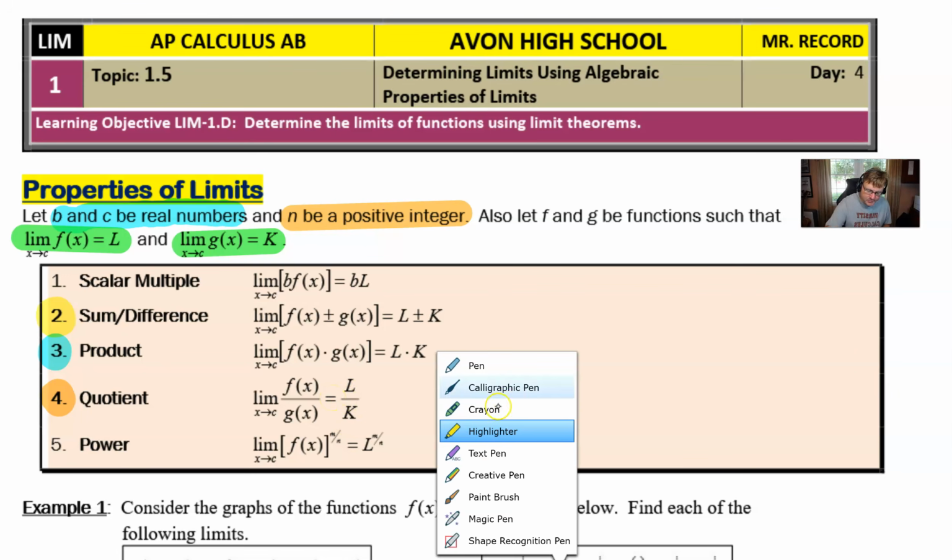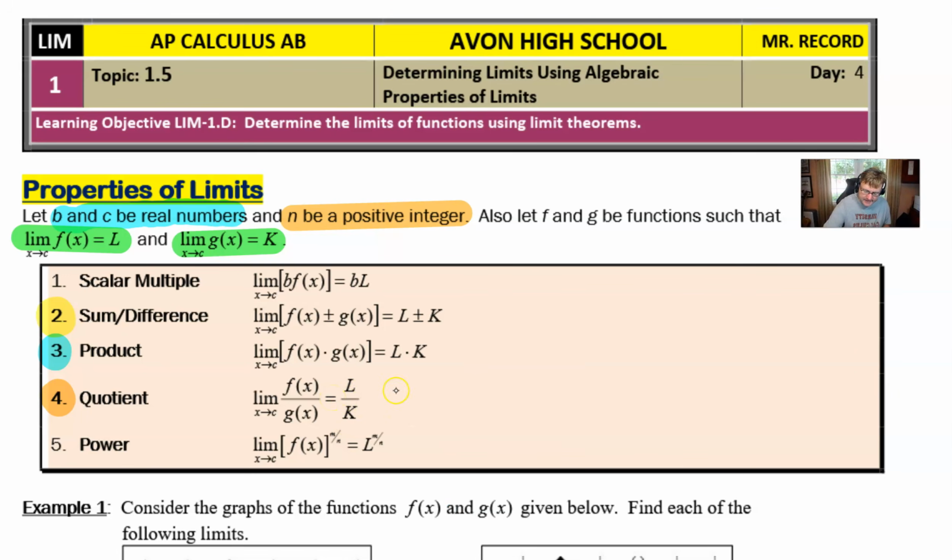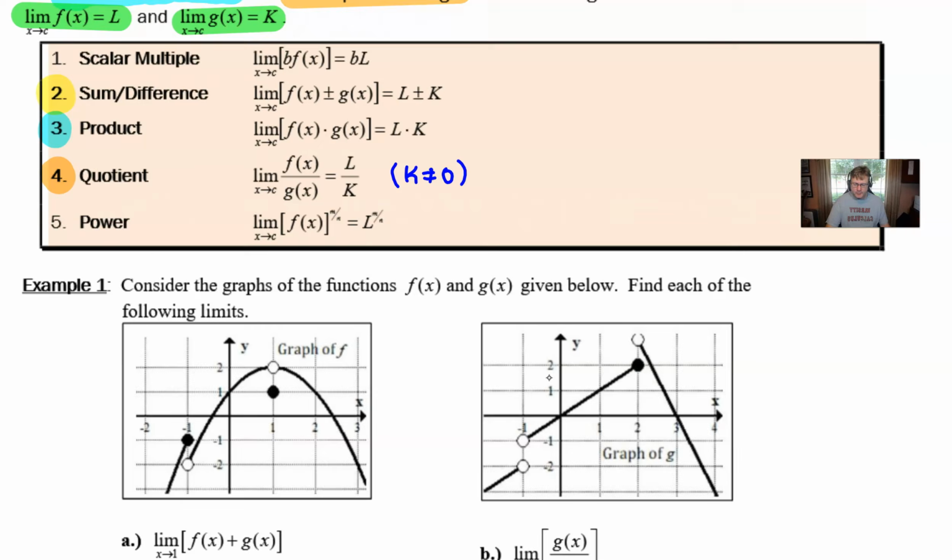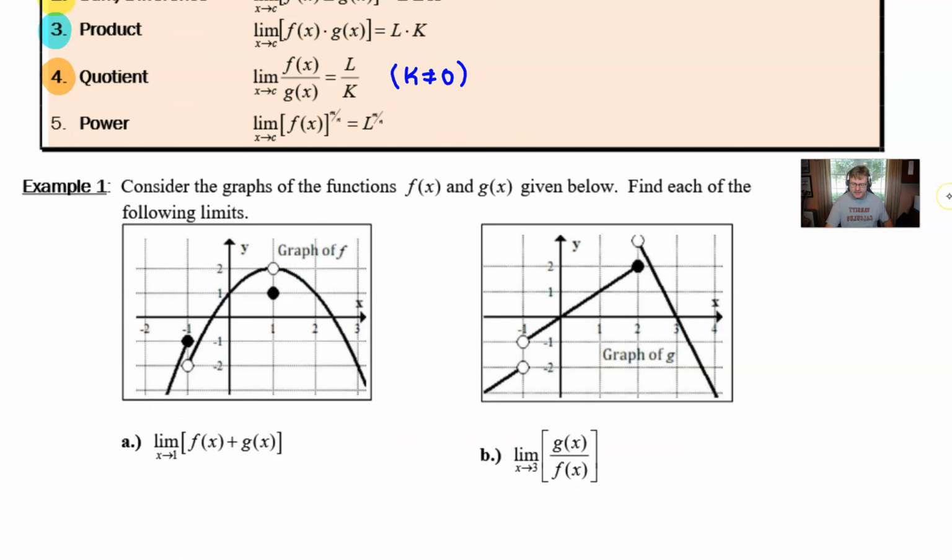Now, I might need to put a special little caveat here because it's pretty clear that the limit of g cannot equal 0, because that would cause our denominator to be 0 and some really bad things are going to happen. So let's take a look at this single example for this particular video and see if we can make use of these properties.